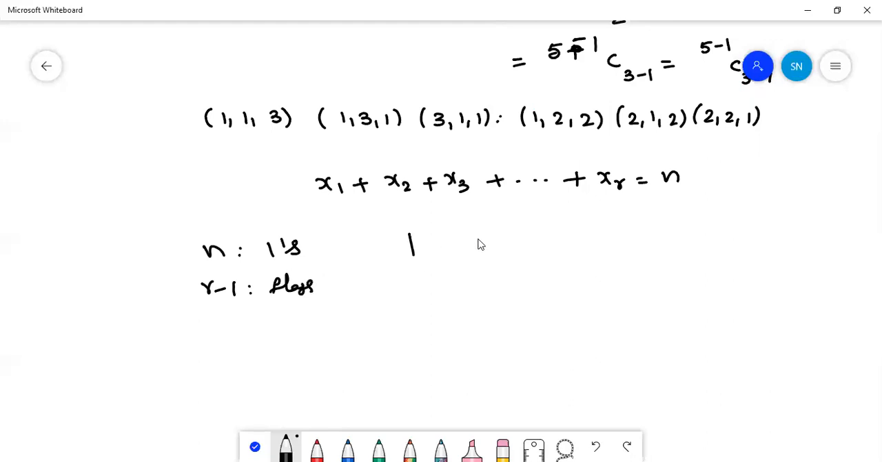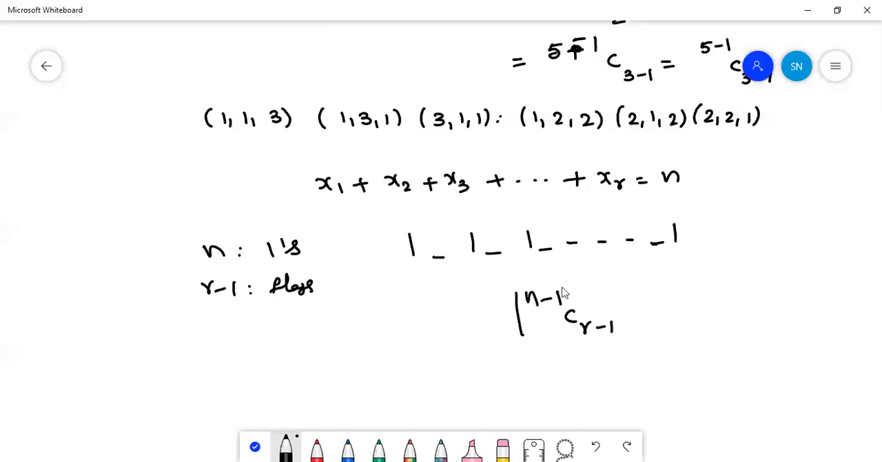So when you arrange n ones, 1, 2, 3, and so on, then in between these ones, you get n minus 1 places. Out of these n minus 1 places, we need to keep r minus 1 flags. So that means the selection of r minus 1 places out of n minus 1 empty places in between these ones can be done in n minus 1 C r minus 1 ways.